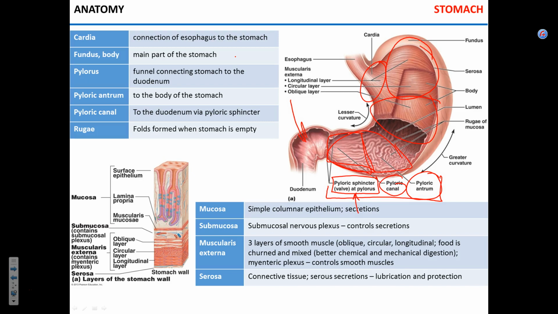So if we try to trace the pathway of the food from the esophagus through the stomach into the duodenum, we will see that food enters through the gastroesophageal sphincter, gets in the cardia first. From the cardia, it will move to the fundus and the body. From the body, it will reach the pyloric antrum and pyloric canal. And if the pyloric sphincter is open, it will end up in the duodenum. Does this order make sense to you?